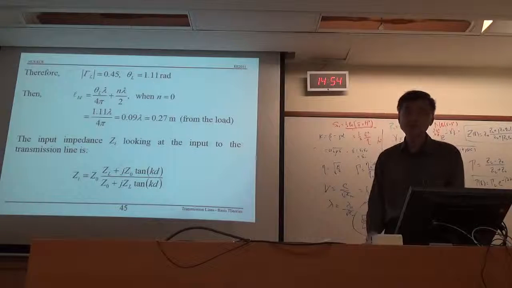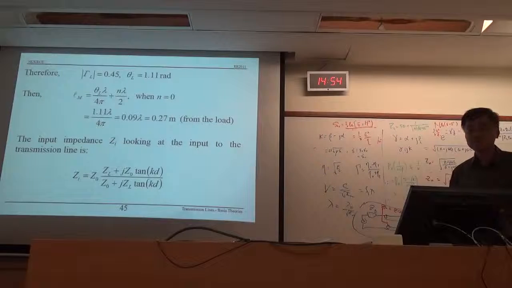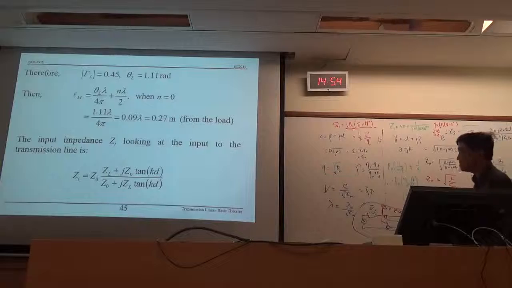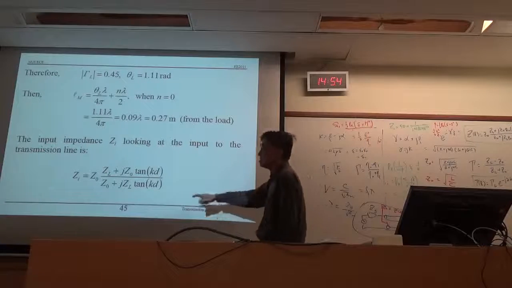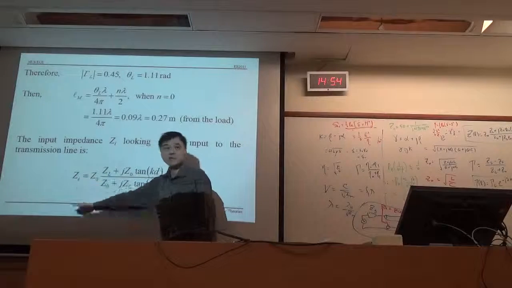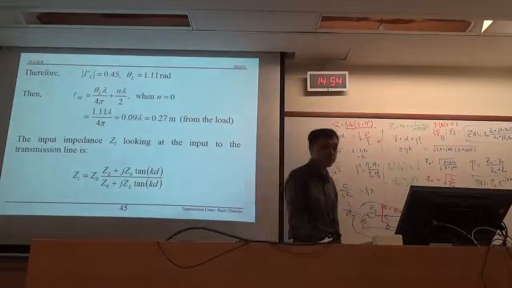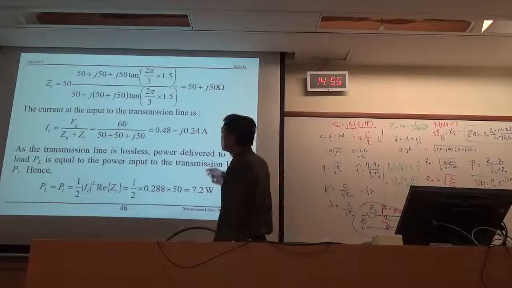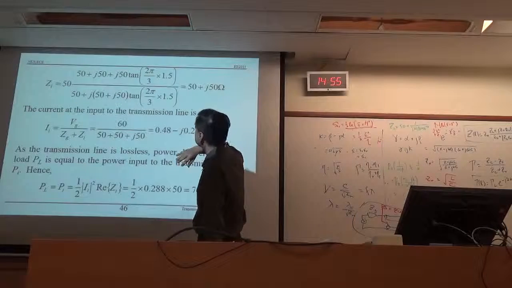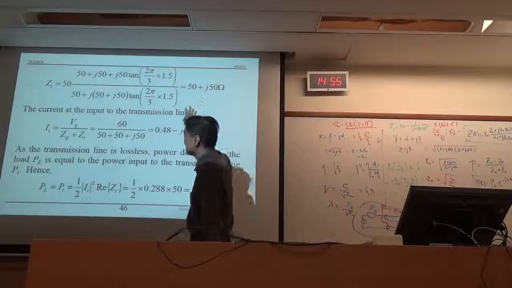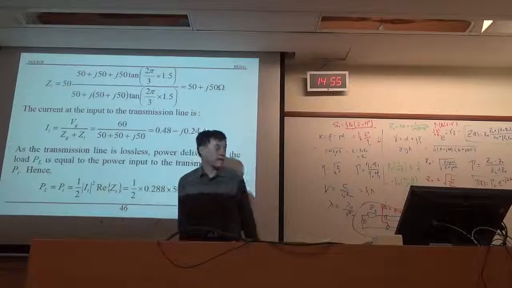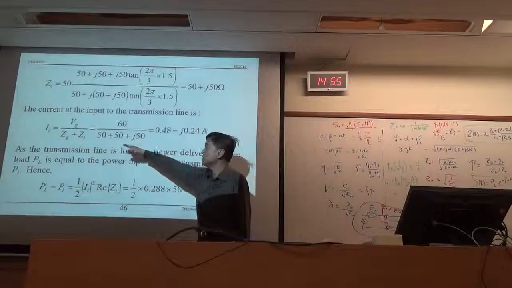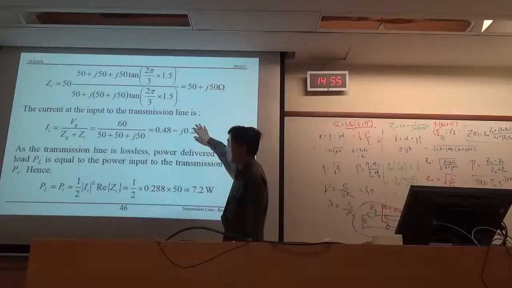Now, the next one is that you have to find the input power. So you start with ZL and find the input impedance Zi. It is also exactly equal to 50 plus j50, which is very good. Then you can find Ii from the impedance. So Ii is equal to Vg over Zg plus Zi. You find Ii.